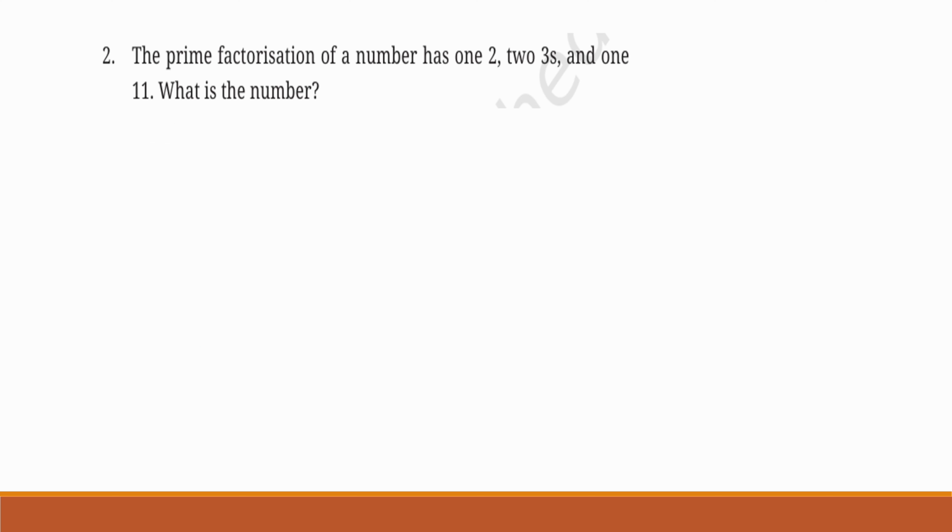The prime factorization of a number has one 2, two 3s and one 11. What is the number? So the prime factorization of the number has one 2, two 3s and one 11. So the number will be the product of these prime factors. So 2 into 3 into 3 into 11, that is 198.